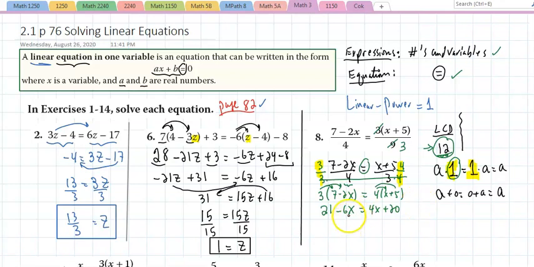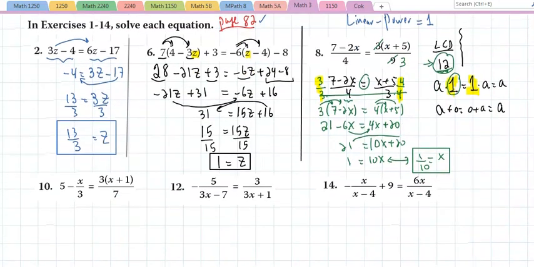I'm going to move the smaller variable to the bigger variable. Add 6x to both sides. That becomes 10x plus 20 equals 21. Subtract 20 from both sides. 1 will equal 10x. And if I divide both sides by 10, I'll get x to be 1 over 10. And that would be my final answer.